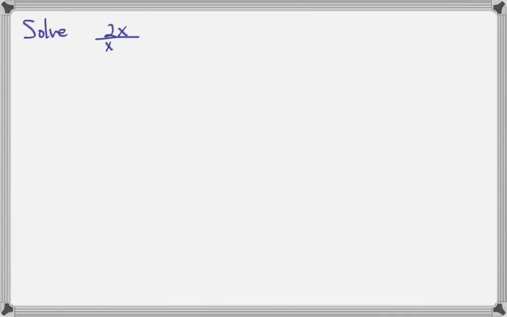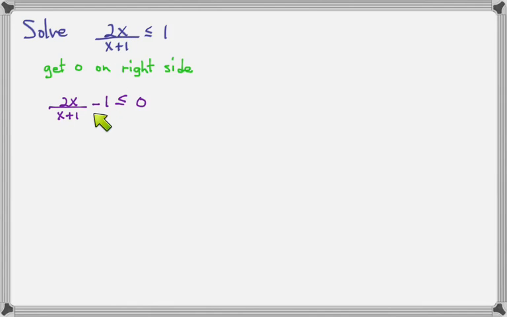Okay, one last one for us to do together. Let's look at 2x over x plus 1 is less than or equal to 1. So the first thing to do is make it say 0 on the right side. So we'll have to subtract 1 from each side. The next thing to do is to get common denominators because we need to combine this all into one fraction.